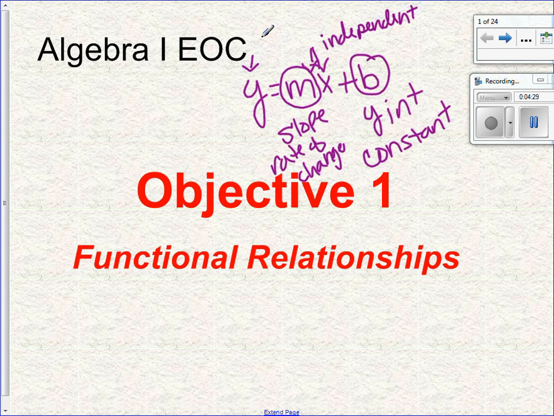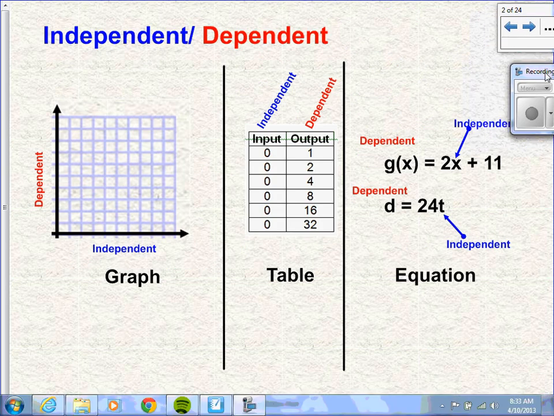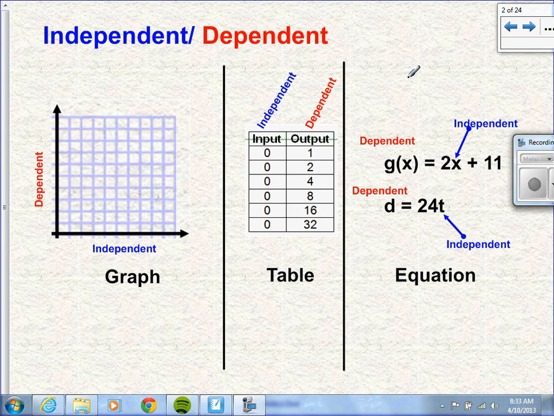What is y? If x is independent, y is dependent. So when I talk about linear functions, we need to be able to identify the slope and the y-intercept in our problems. All right, so let's take a look at this. It's written out for you a little bit. Please stop the extra chatter.